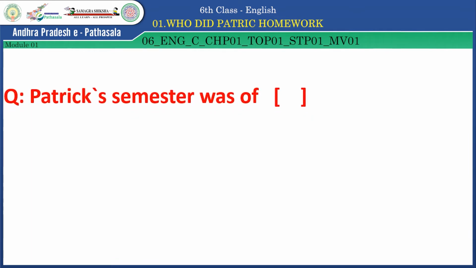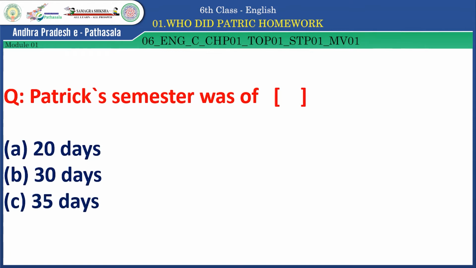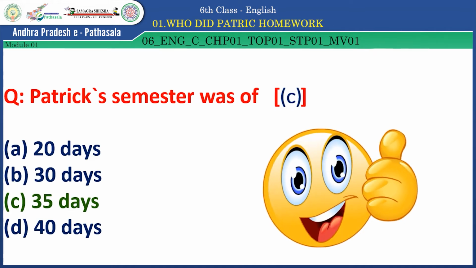The question is, Patrick's semester was off. Option A, 20 days. Option B, 30 days. Option C, 35 days. Option D, 40 days. Which one is the answer? Think it. Yes. Answer is 35 days. Option C. Good.